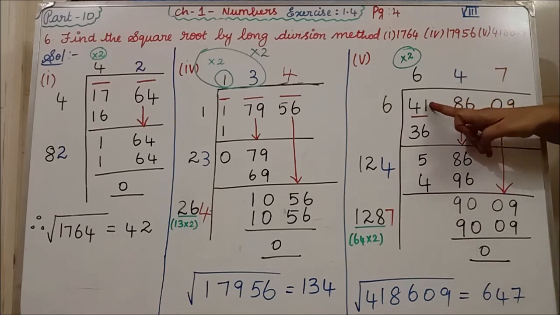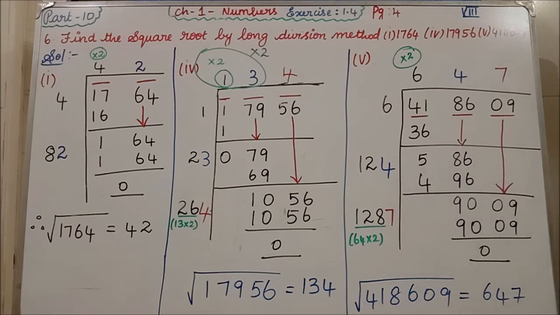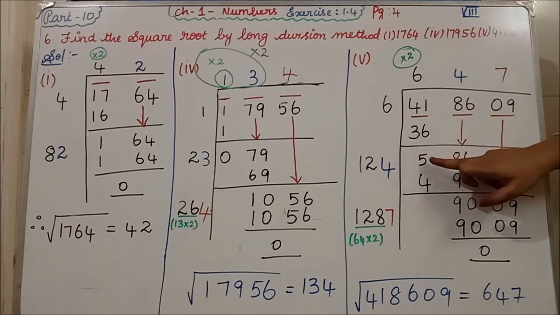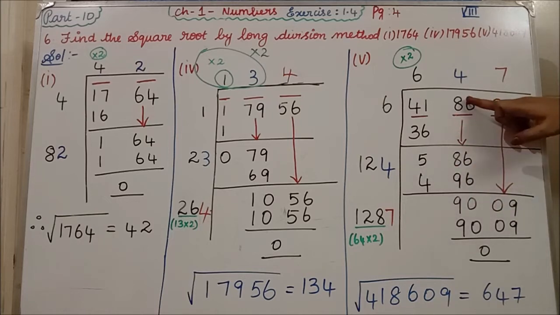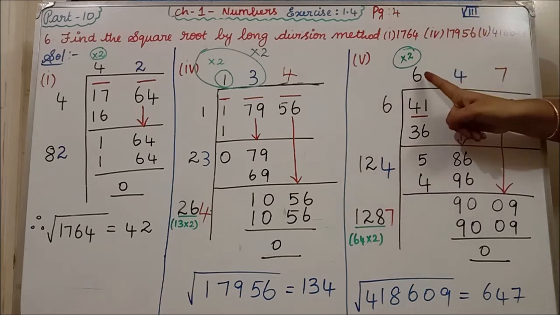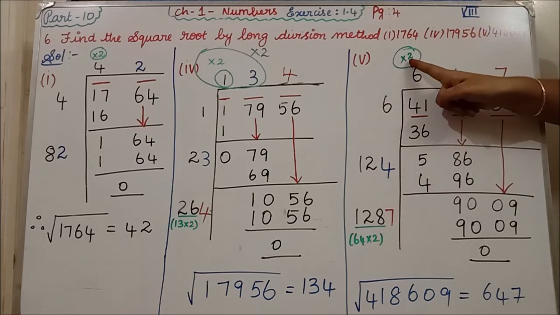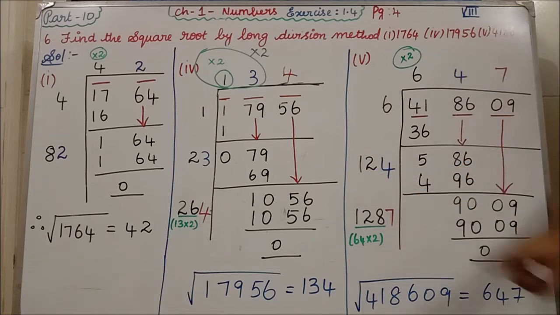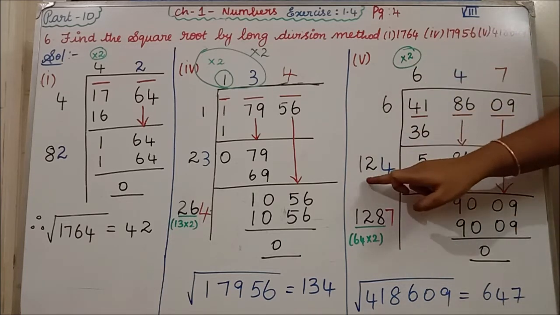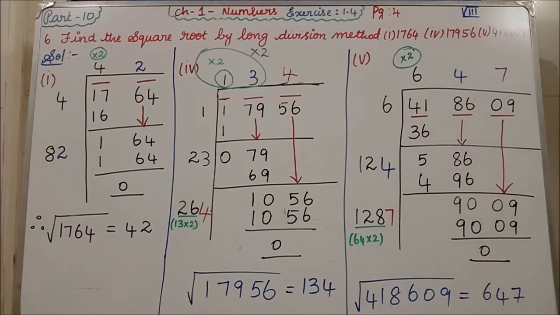Yes. 41 minus 36 you are doing. If you are subtracting 41 minus 36, what will you get? 5. Then bring down this 86. Okay. The next step, what you have to do? The first number you have to multiply with 2 and write here. Isn't it? So 6 into 2 is 12. Clear now all of you?